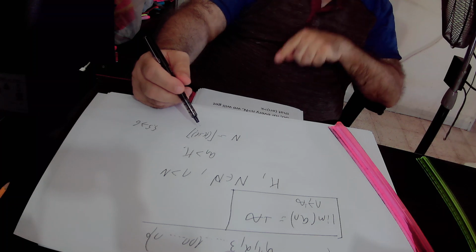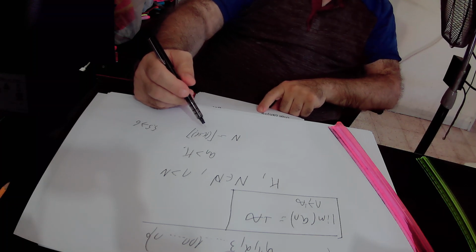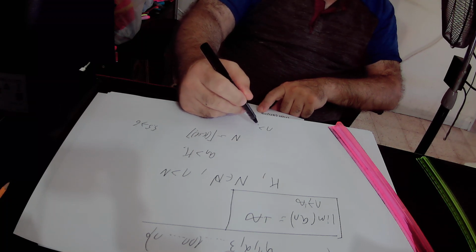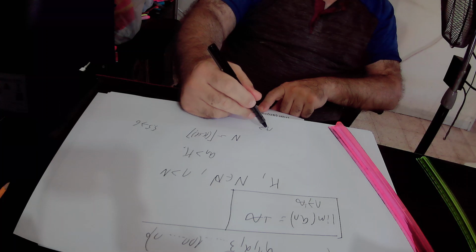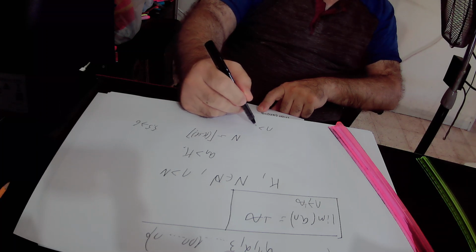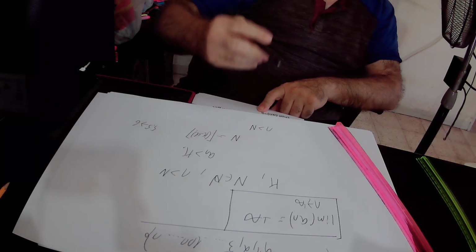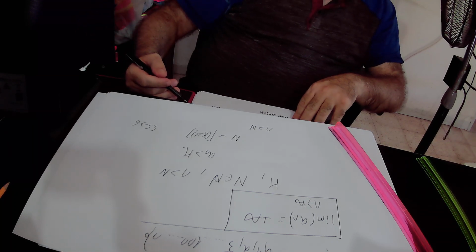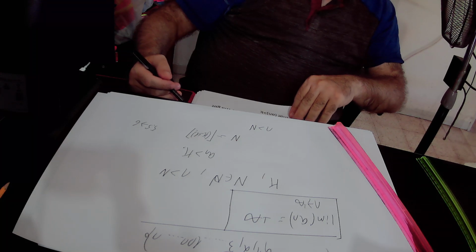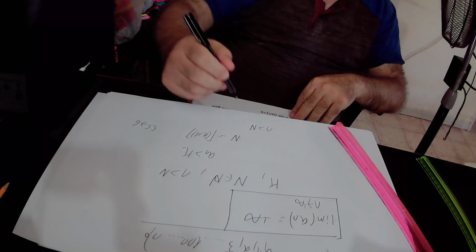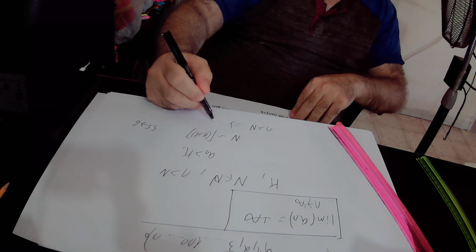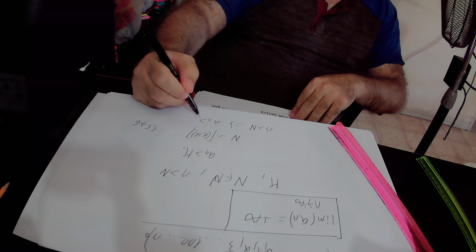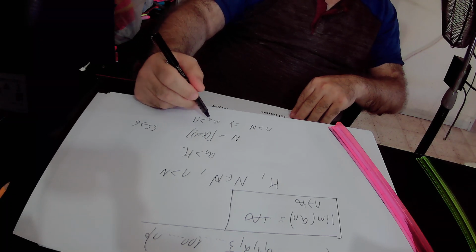And so for every n that is greater than capital N, that is to say from the index N onwards, we will get that a_n is greater than k.